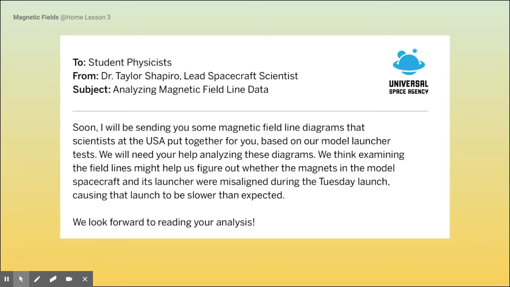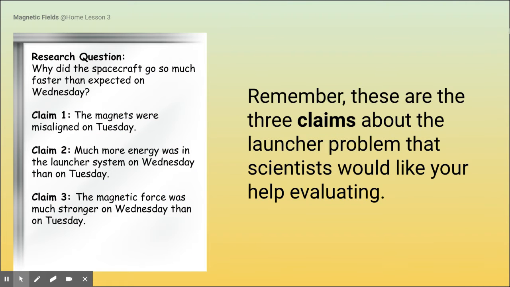Okay, so he's going to give us a bunch of data. All right. So, your research question: why did the spacecraft go so much faster than expected on Wednesday? So, claim one is the magnets were misaligned on Tuesday. Claim two is much more energy was in the launcher system on Wednesday than on Tuesday. And claim three is the magnetic force was much stronger on Wednesday than on Tuesday.